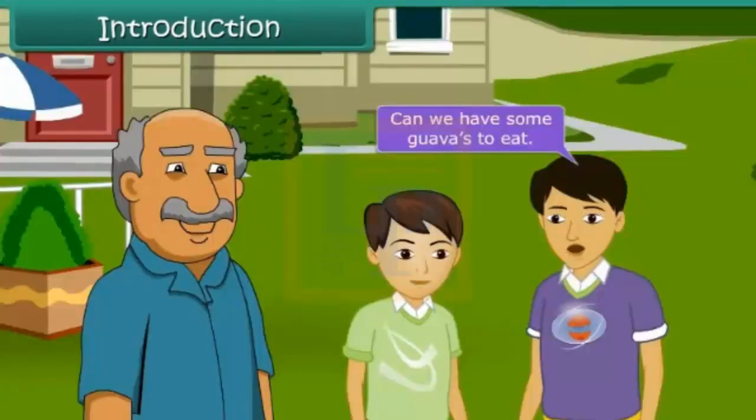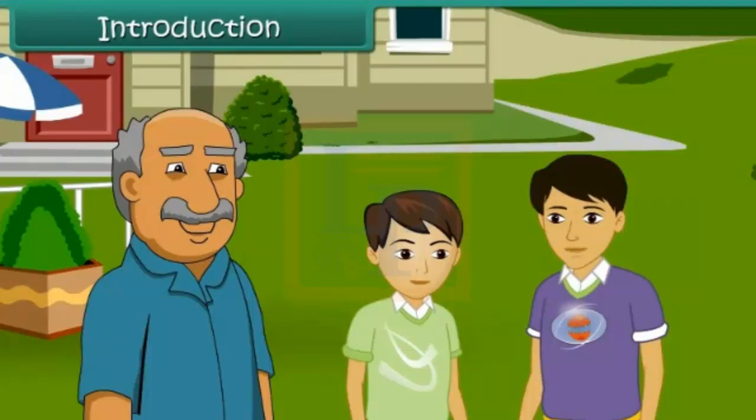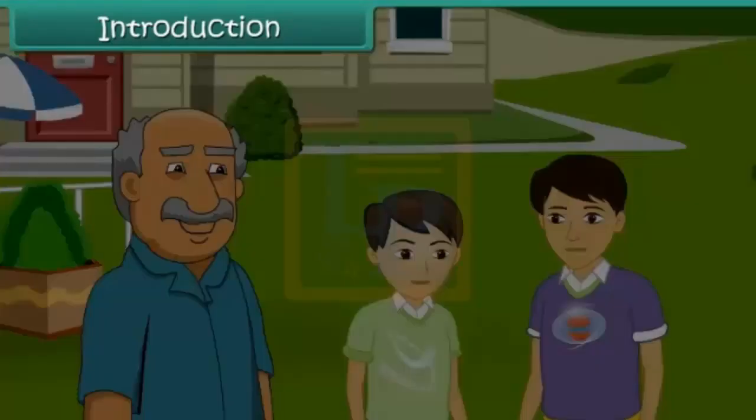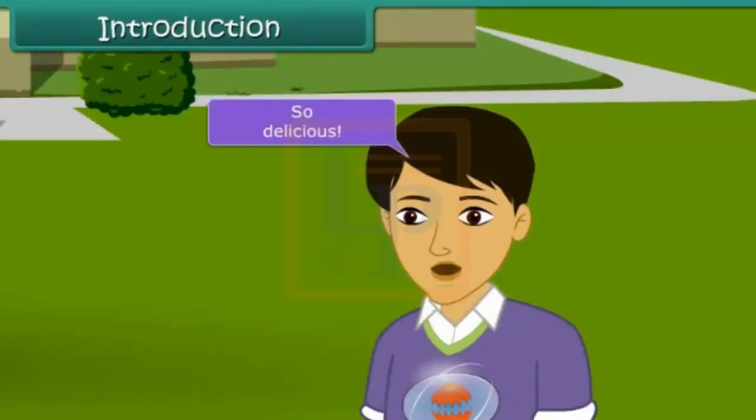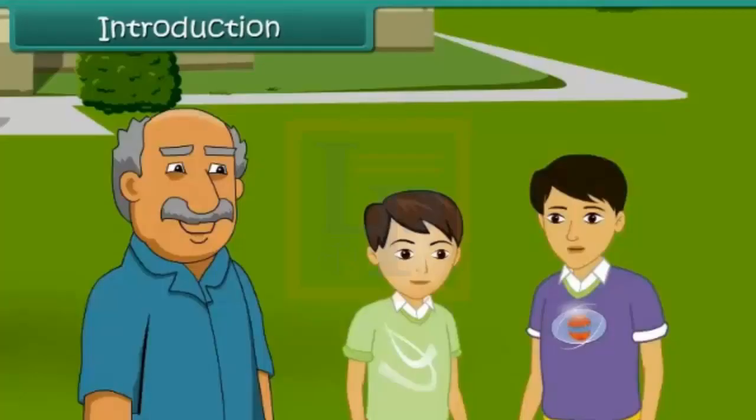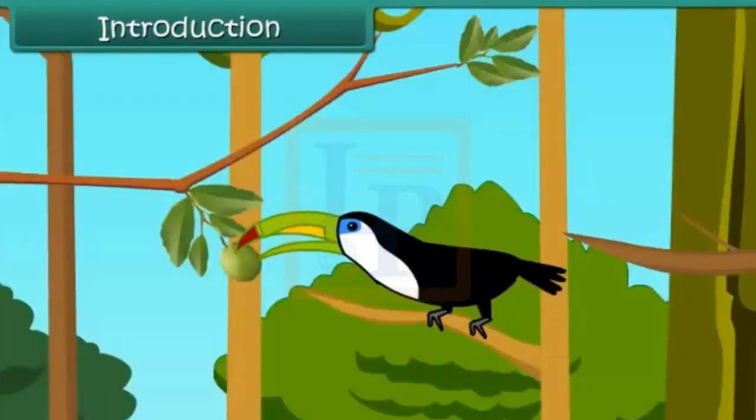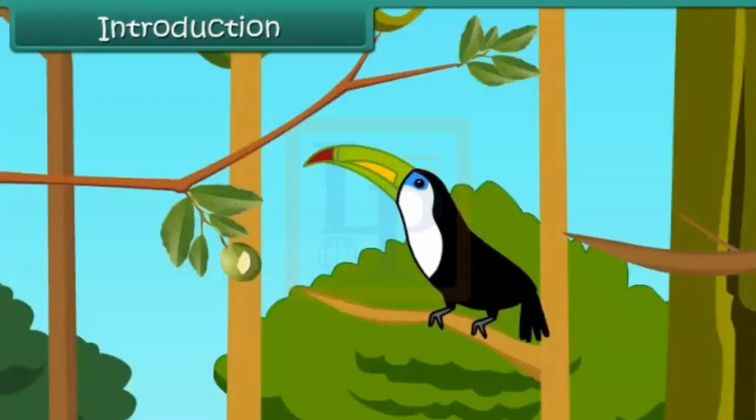Uncle, can we have some guava to eat? Sure, I will get guava for both of you. It is so delicious, Uncle. Look at that bird. Even the bird is enjoying ripe guavas.